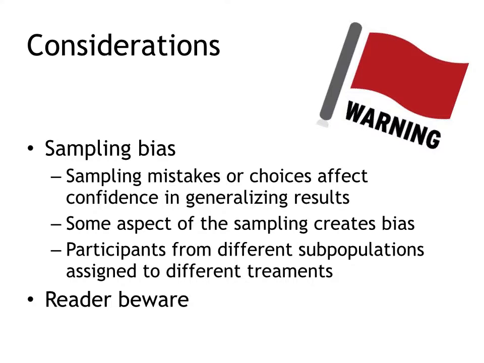One huge problem in research is when the researcher takes participants from different subpopulations and then assigns them to different treatments. I mean, the most obvious would be if you took all of the males in a group and you assigned them to the intervention, and you took all the females and you used them as your control group. And yet you would be surprised. You can find research out there where they do things that are so obviously introducing sampling bias. The takeaway lesson here is reader beware.